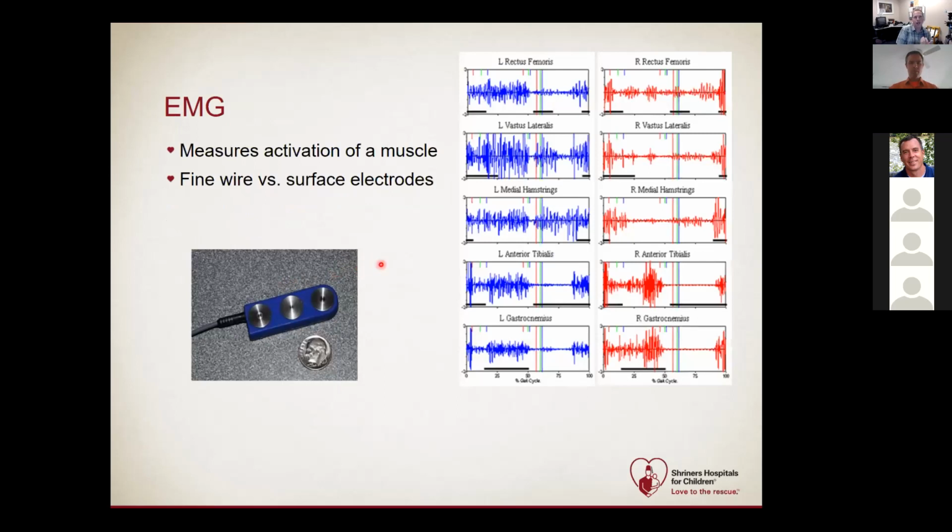The last device that we use during gait is electromyography. We do a standard set of 10 muscles. This just shows the raw data. These just get taped on over the muscle surface. We don't typically use fine wire, but we have the ability to do that in special cases if we have to.